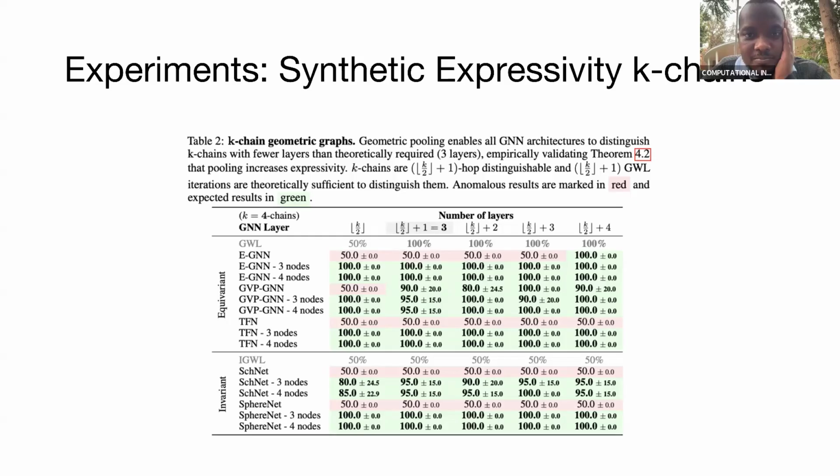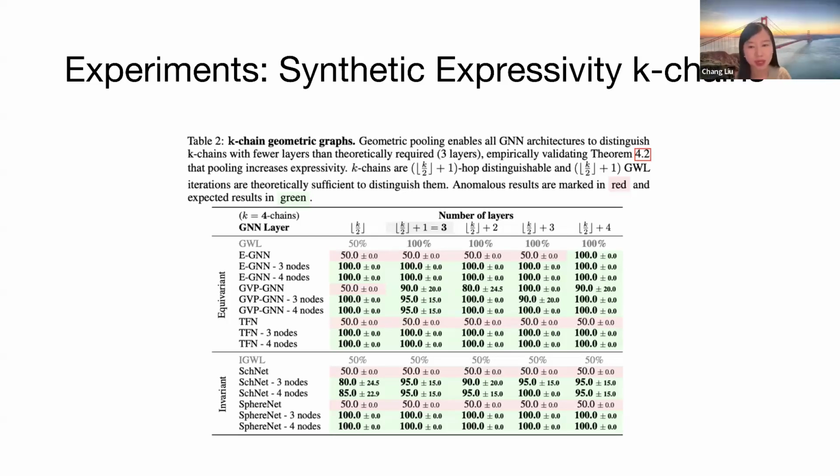Quick question. In the context of this table, what does the K-chain mean? Are we referring to a chain of proteins? Oh, it is just an abstract representation of the graph. Okay, it's just some nodes. Yeah, some nodes, but not corresponding to any protein structure. It's just an abstract symbol. Okay, got it.